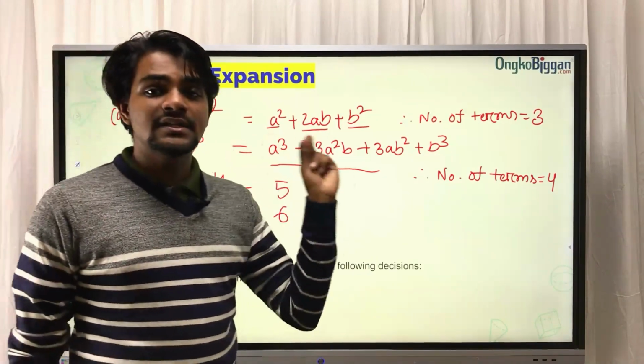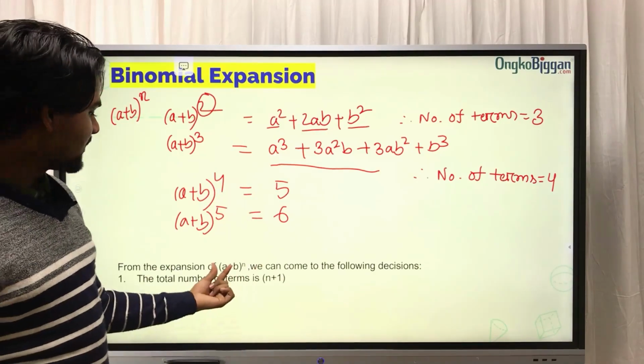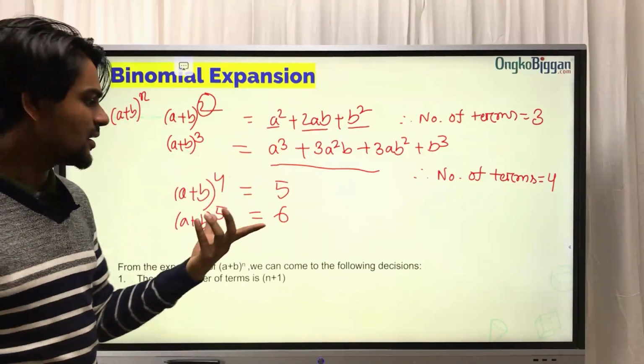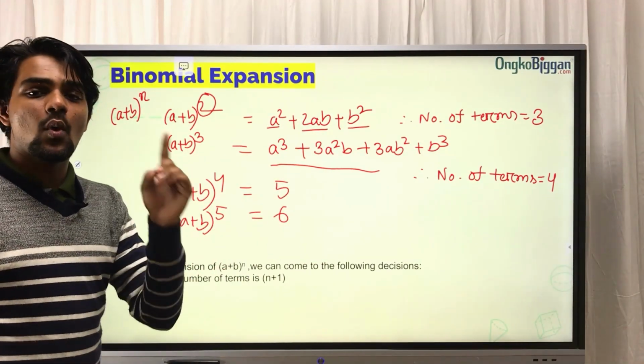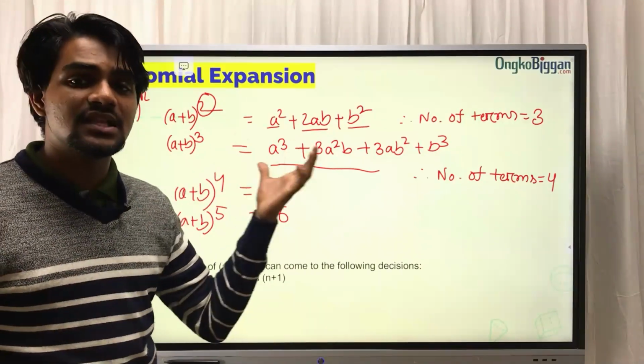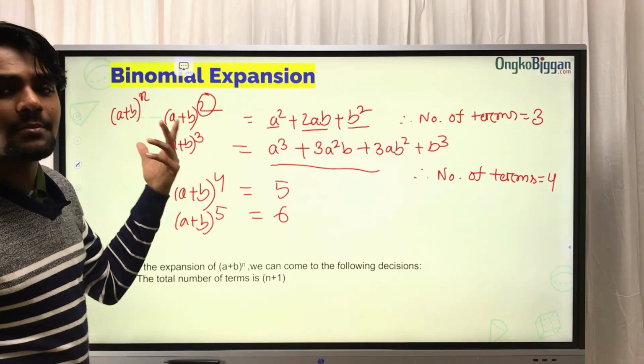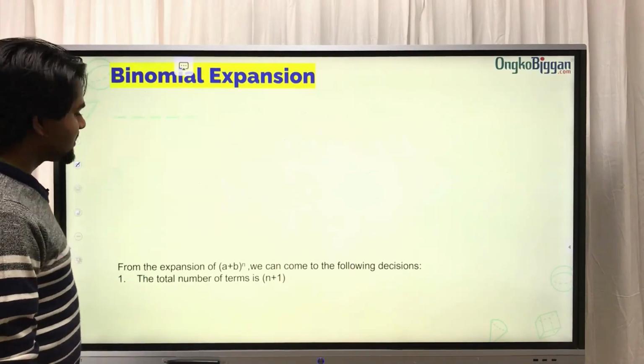So the common characteristic of any binomial expansion, that is a plus b to the whole power of n, is that the number of terms will be 1 more than the value of n, that is, n plus 1. I guess you have understood what the number of terms will be. So let me erase everything.